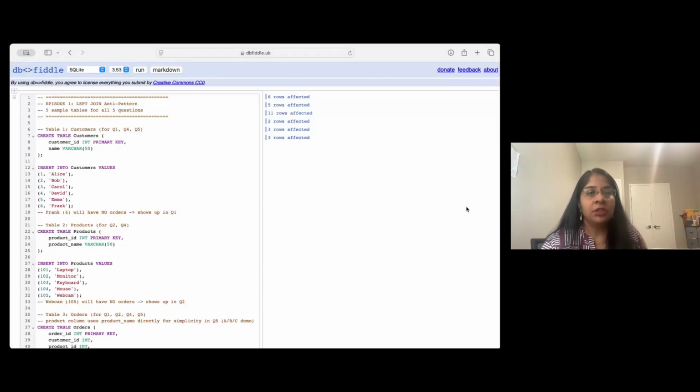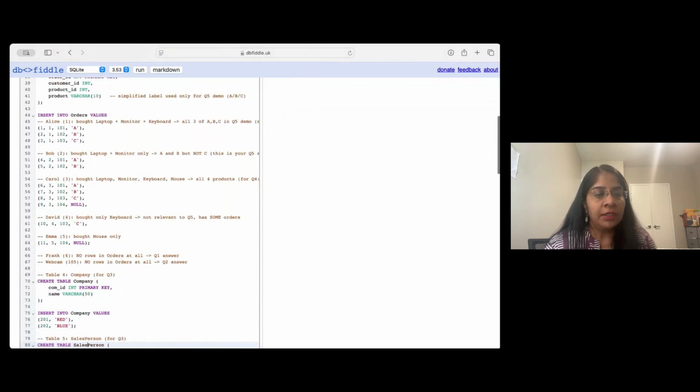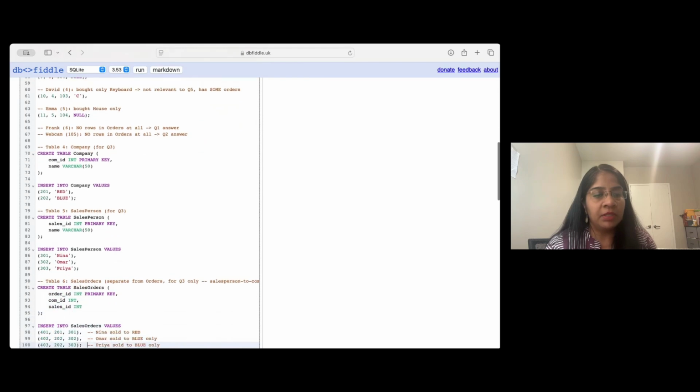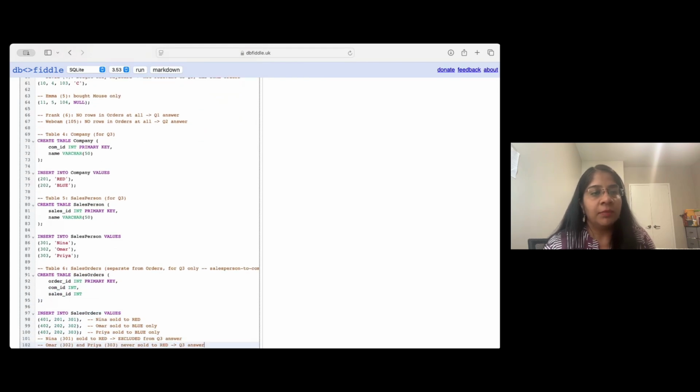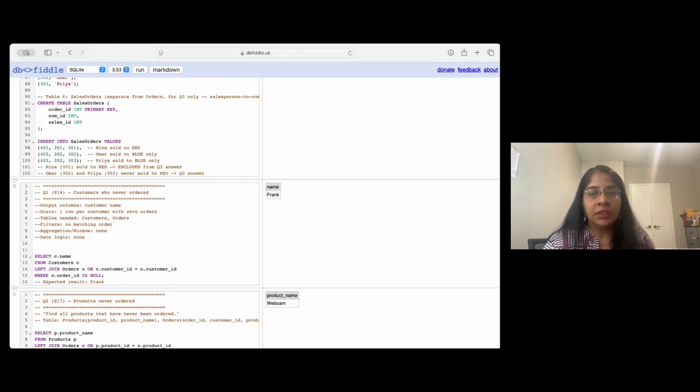For the purpose of this project, I have added sample data tables, which for this episode is more about understanding the left join anti pattern. The 5 sample tables for all these 5 questions are the customer table, a product table, and then an orders table, with a couple of entries added into the orders table. Then we have a company table, with a couple of companies, and the salesperson table. This is sample data just for the purpose of the video. And let's now discuss the first question.